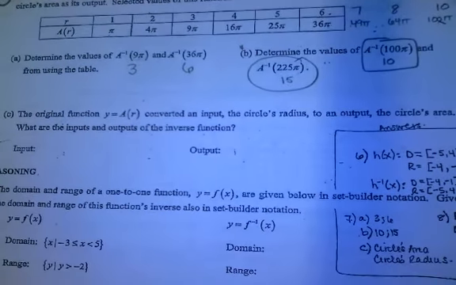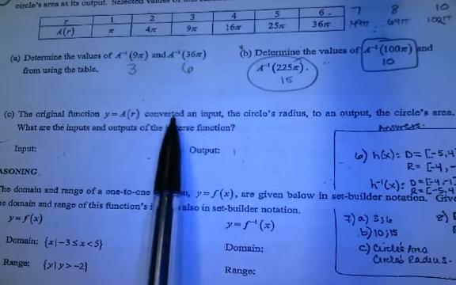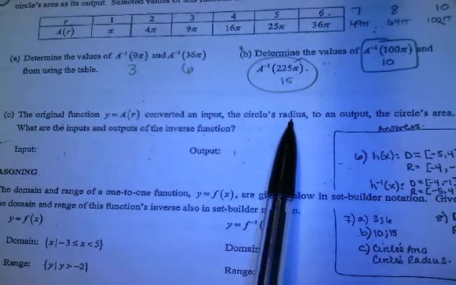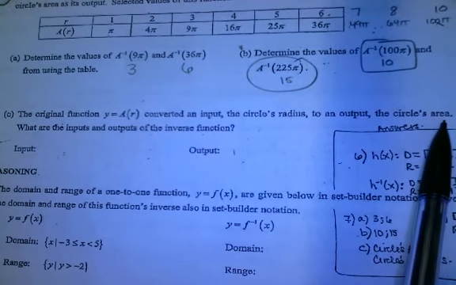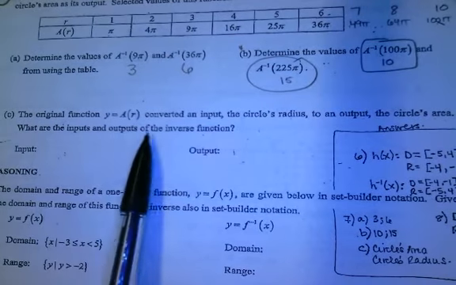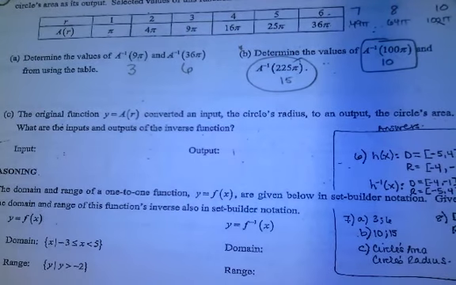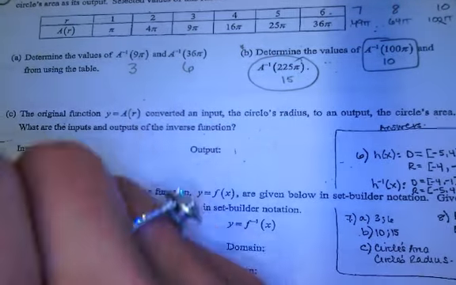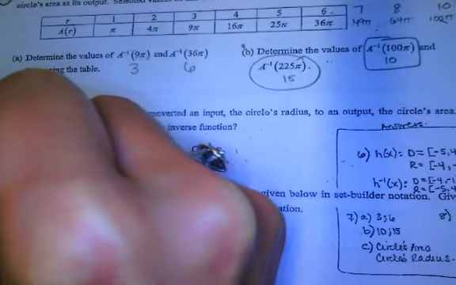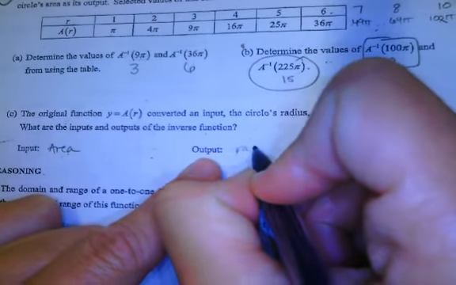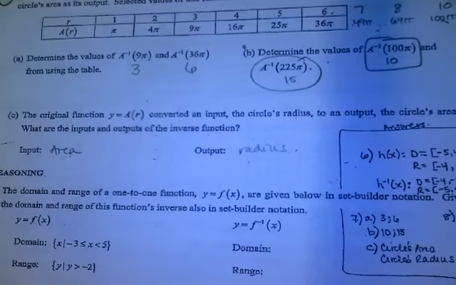And then on part C, we have the original function converted an input, which was the radius, to an output, which was the area. What are the inputs and outputs of the inverse function? Just flip it. In the inverse function, the input is the area, and the output is the radius.